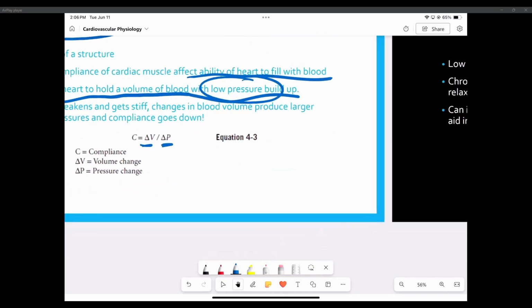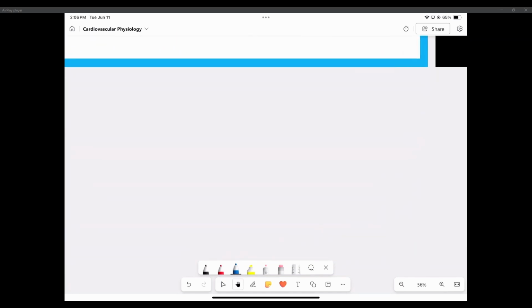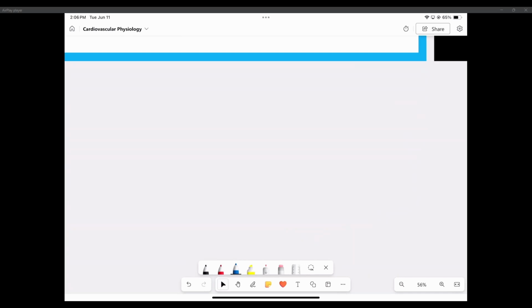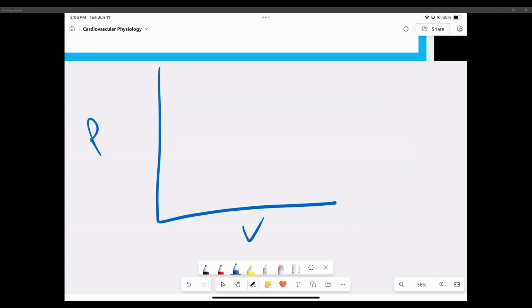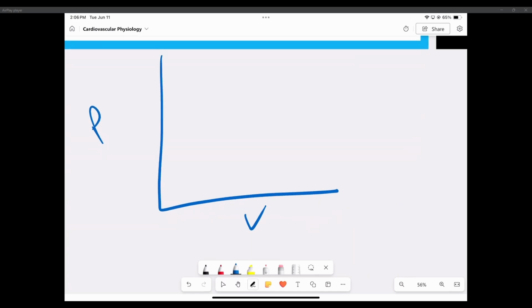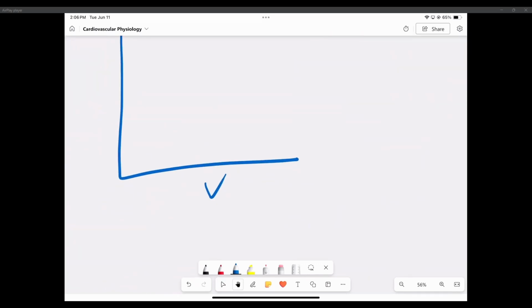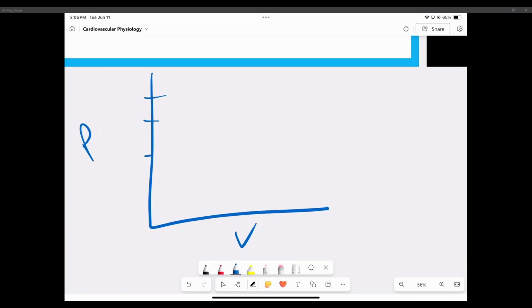Okay, so this is how I want you to know this one. We're going to be doing these graphs a lot later this week. We have pressure on the y-axis and we have volume on the bottom. So obviously, as we go up the line, pressures get greater, and as we go across the x-axis, volume goes up. So we're talking about compliance. Compliance is always filling of blood.